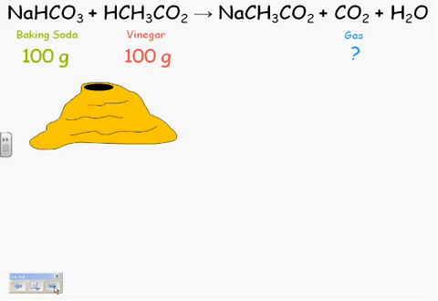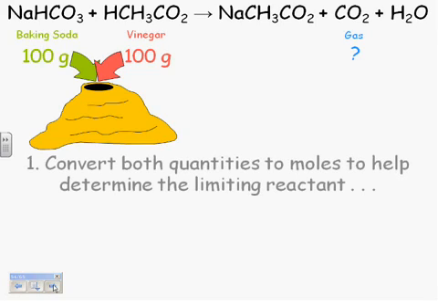Since we have 100 grams of each, and since a gram of baking soda contains one amount of particles, and a gram of vinegar contains a different amount of particles because the particles don't weigh the same, you can't just say, oh, it's a 1-to-1 ratio, and we have a 1-to-1 ratio of reactants. No, this is complicated. What we need to do here is figure out which one's going to run out first. It's not going to be cute, okay?